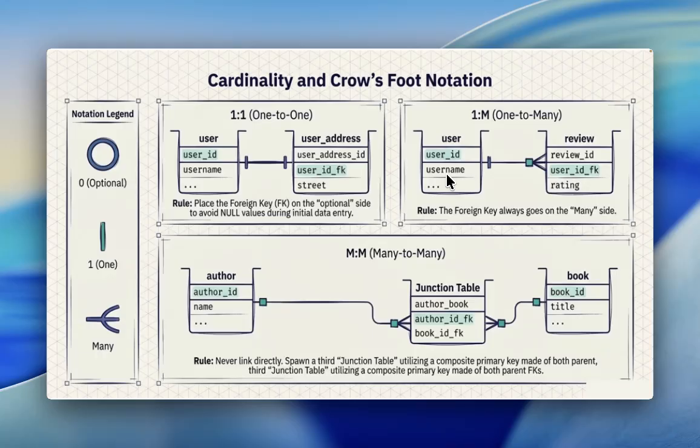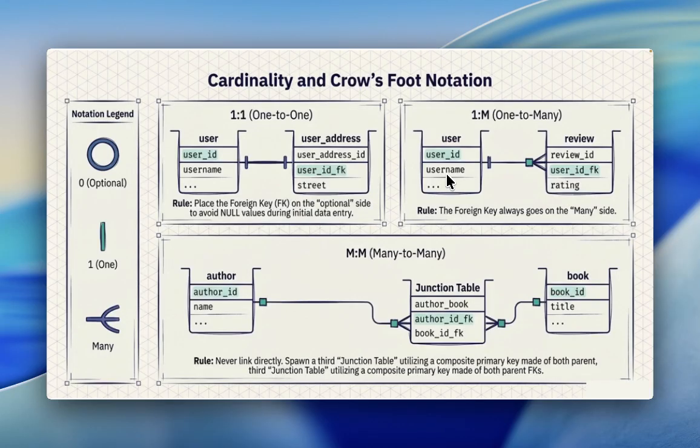Cardinality and crow's foot notation. Legend: 0 is optional, 1 is one, crow's foot is many. One to one: user ID, user address, user ID as a foreign key, street. Place the foreign key on the optional side to avoid null values during the initial data entry. One to many: user ID, username, review ID, user ID FK, rating. The foreign key always goes on the many side.